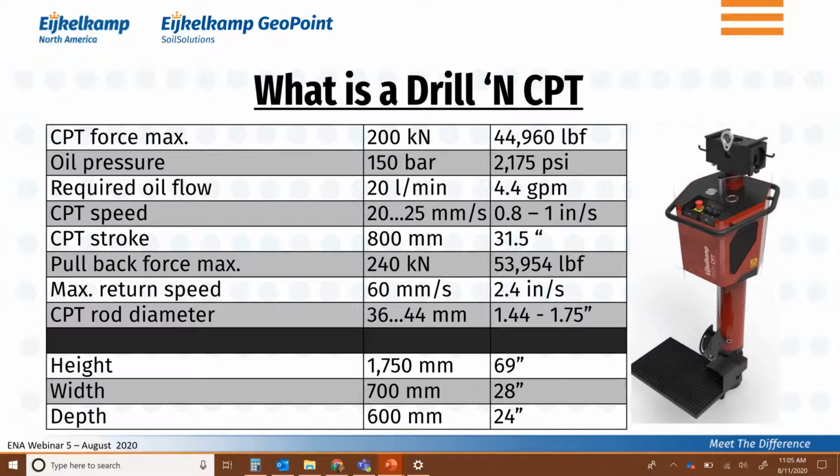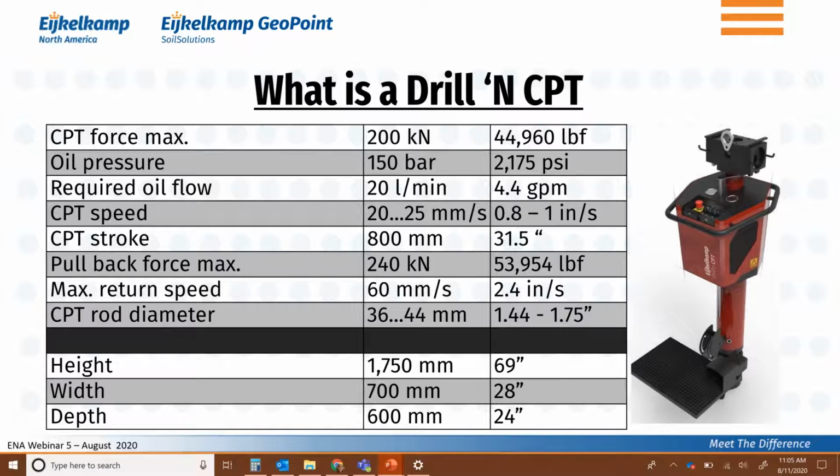But there are a couple other things that I want to highlight, and that's why I put this slide in here. You see that the CPT force is the 20-ton or 200 kilonewton or 55,000 pounds. You see the speed that we can go between 0.8 and 1 inch per second. I told you in the past that the 0.8 inch per second is what the code prescribes, but you can go a little bit faster, so you can do that. So you have basically a tool that can do all the CPT.